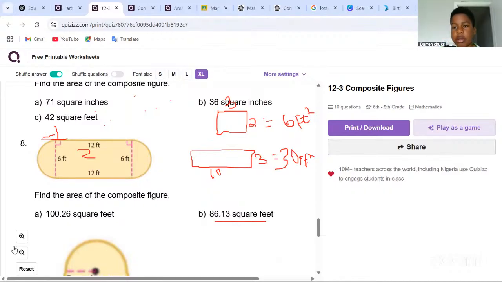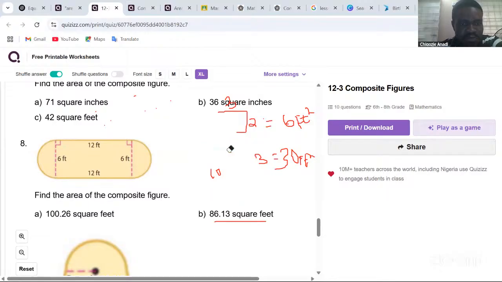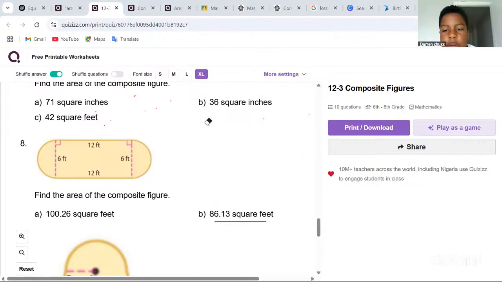Let me clean this off so that we're able to see it very well. Question 8. Question 8, very good. Are you seeing it now? Yeah. Okay, very good.